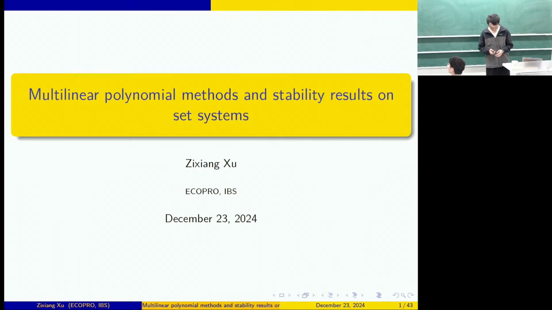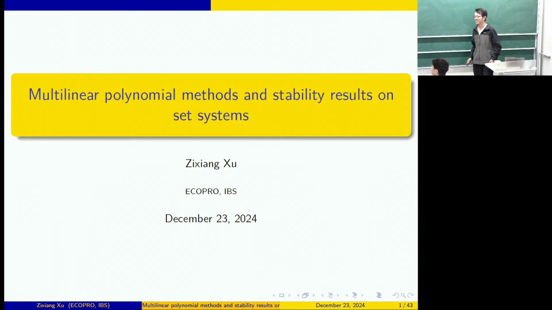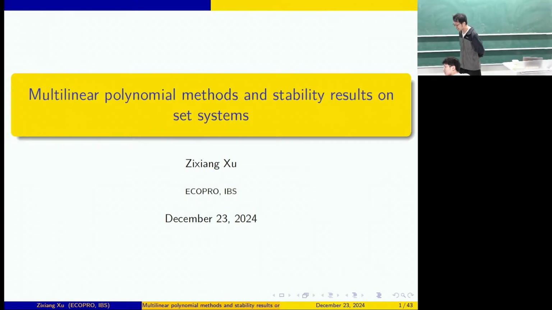Thanks for coming. So, yeah. Usually our seminar is on Tuesday, but we didn't want to have a seminar dinner on Christmas Eve. So we are having the seminar on Monday. So today we have Zixiang from Frankl. He will talk about some polynomial, right?